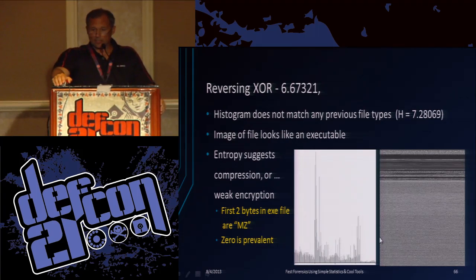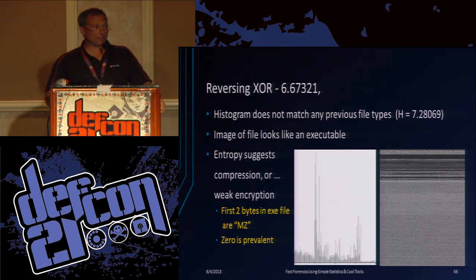So this looks like an executable. The image does, right? It looks fairly uniform in here. So entropy 7.2 suggests some type of compression or encryption, or maybe weak encryption. That's another thing I should point out. The encryption, in order for it to have the 7.999 entropy, has to be good encryption. If you use weak encryption, then you get the same effect as if it were compressed. So I discovered that once.